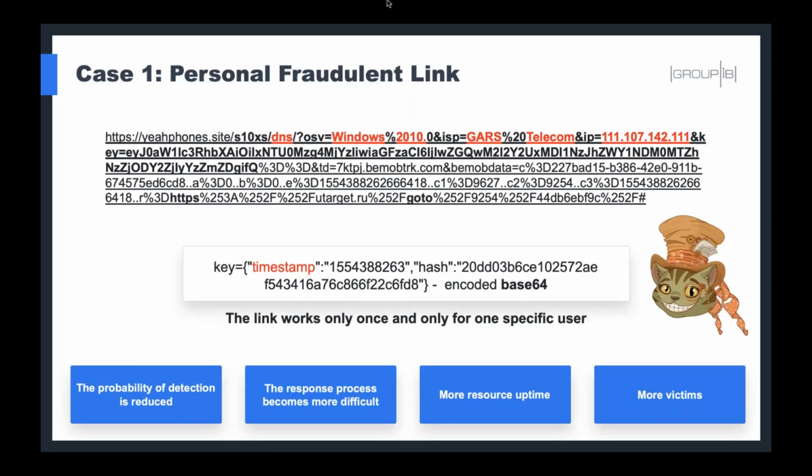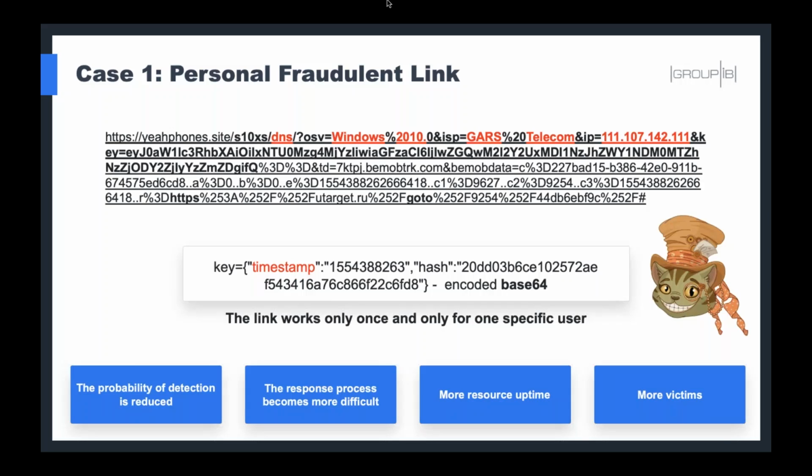Windows is the name of his operational system on his virtual computer. GARS Telecom is the name of the ISP, and IP is the IP address. Of course, we changed it, so just don't try to get an access to this one. But here was placed the original IP address of the computer from which this search was made.